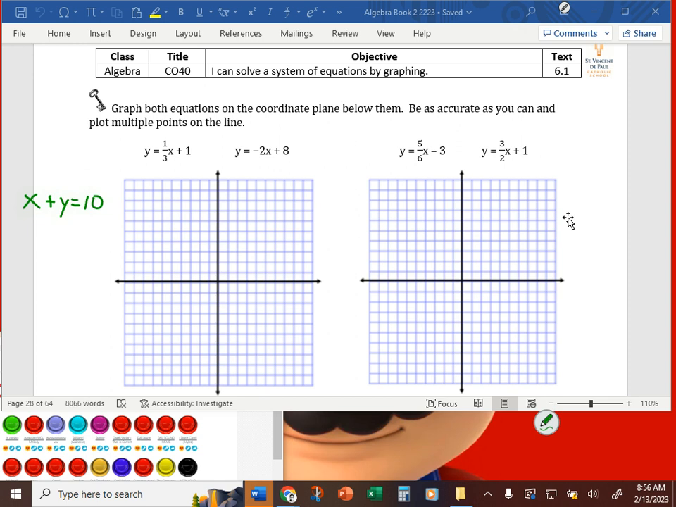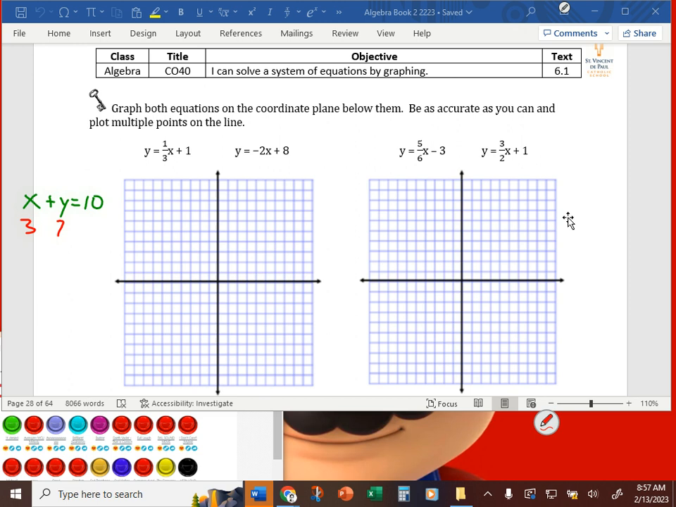You can't isolate one or the other. They both are 10. So maybe instead of asking what is x and y, I would have to ask what could x and y be? Nathan? They could be 3 and 7. Sure. X could be 3 and y could be 7 because 3 plus 7 equals 10.